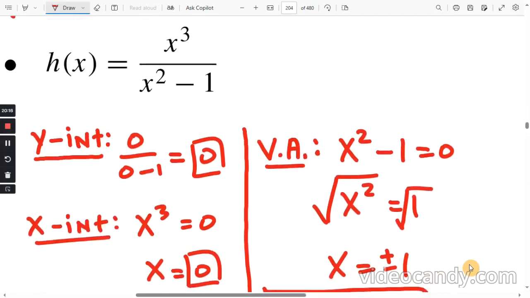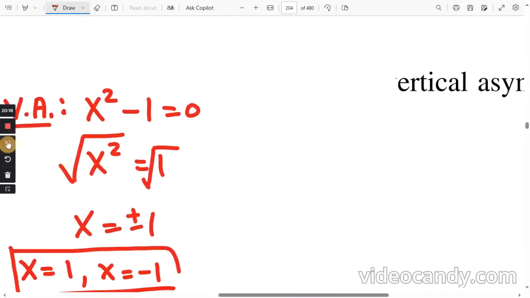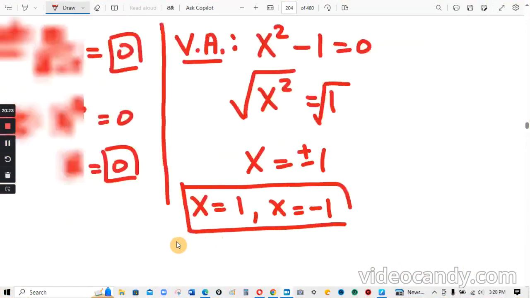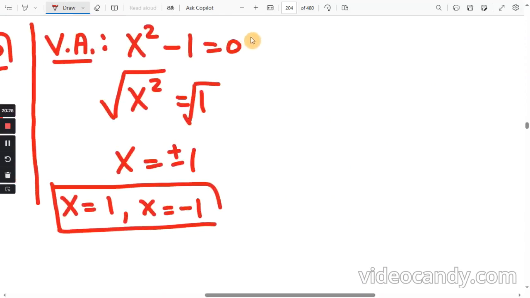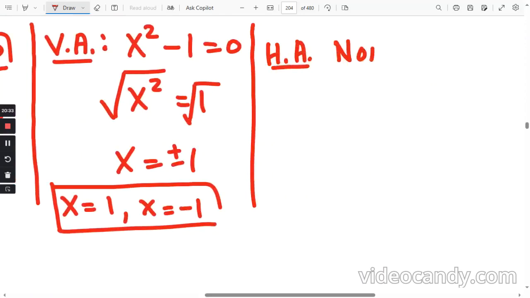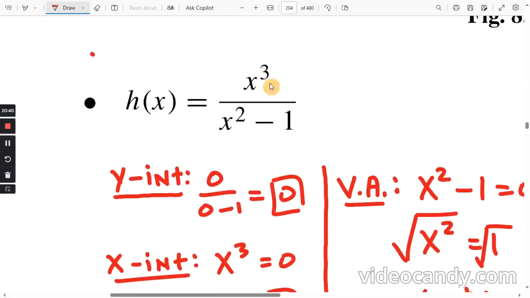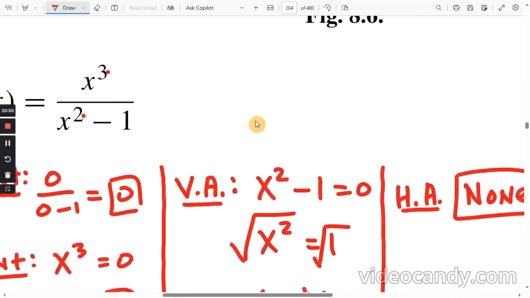All right, the horizontal asymptote, there's none. When the numerator degree is greater than the denominator degree, then there's none. But if it's exactly one more than the denominator, then it's a slant. So we have to do x to the third divided by x squared minus 1.